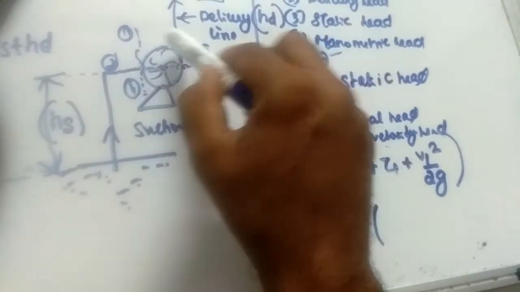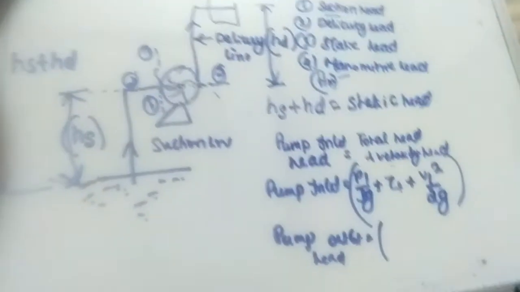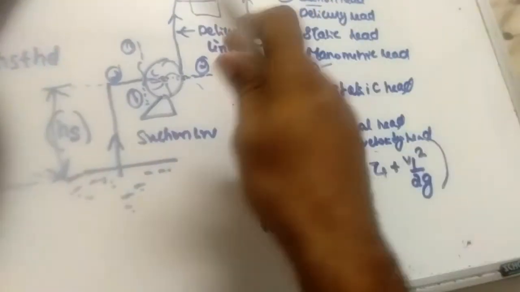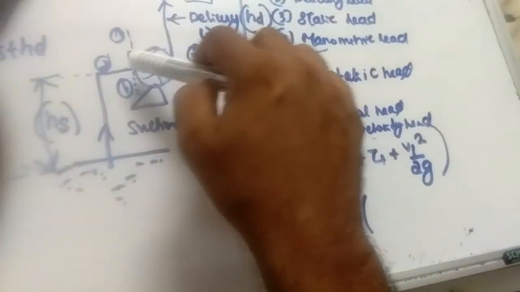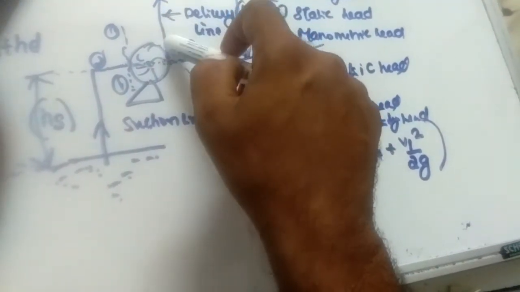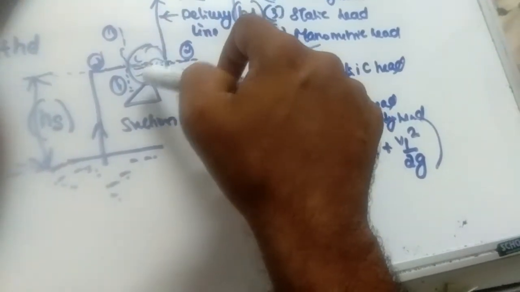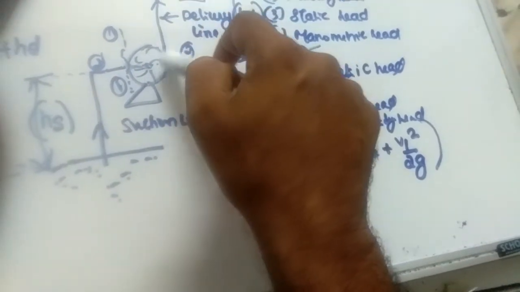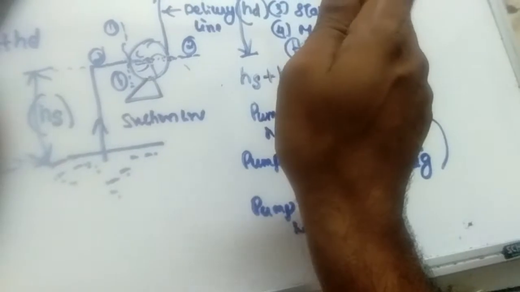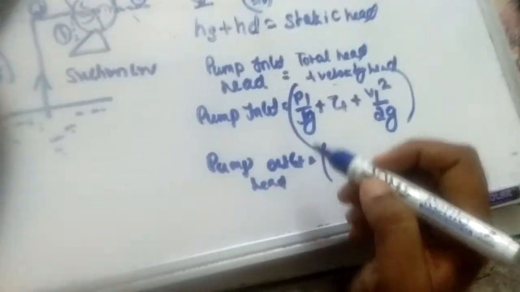These losses take place because of the casing. When the impeller is rotating, some losses take place. Because the impeller is resisting these losses, it provides some head, and that is called the manometric head.